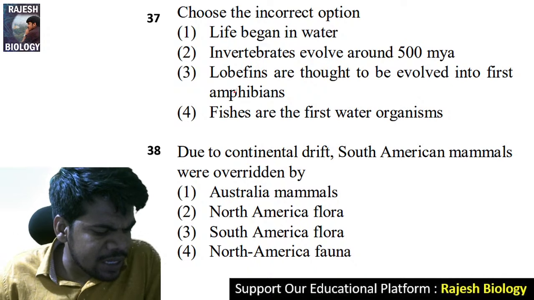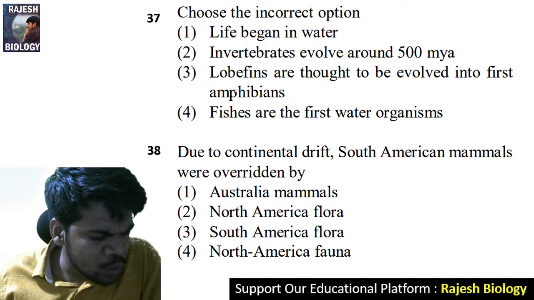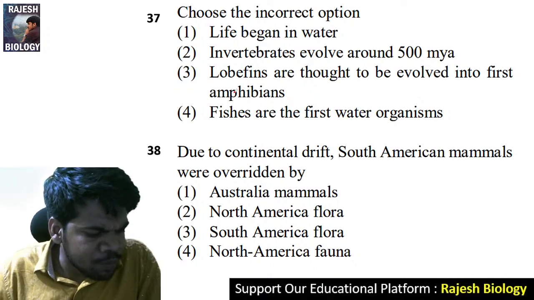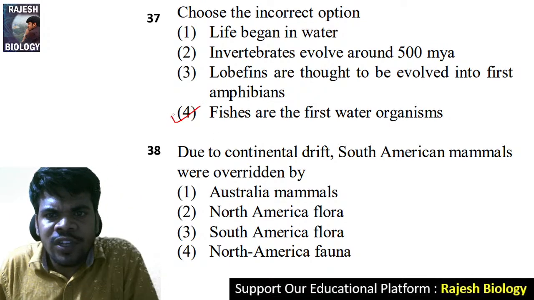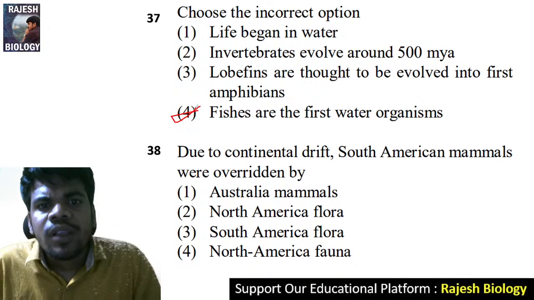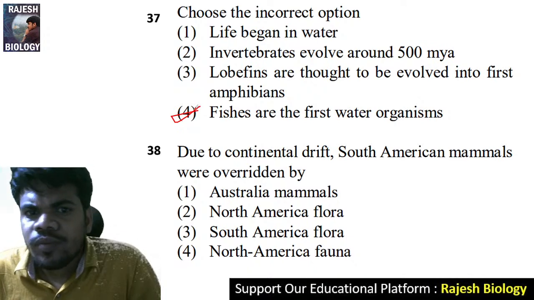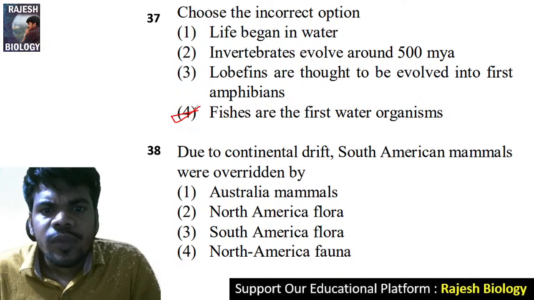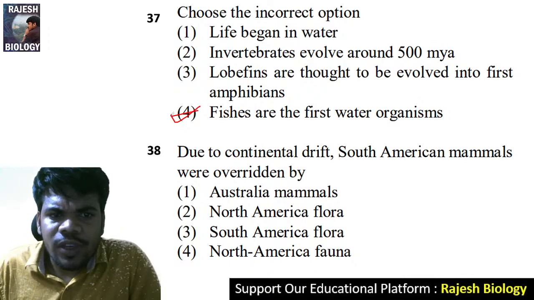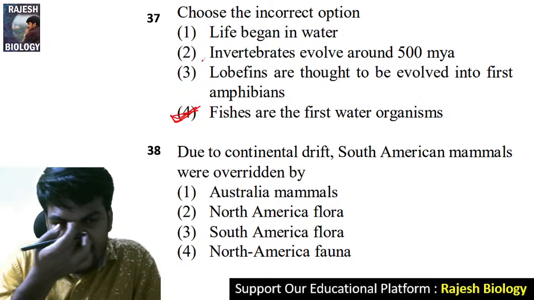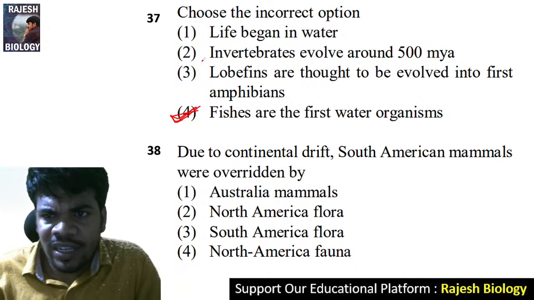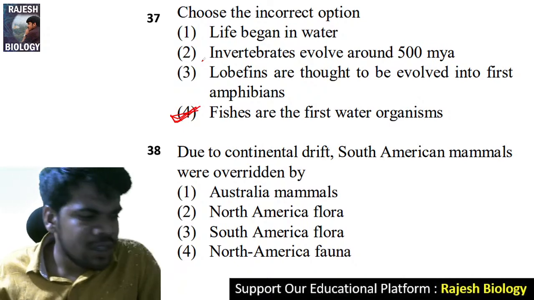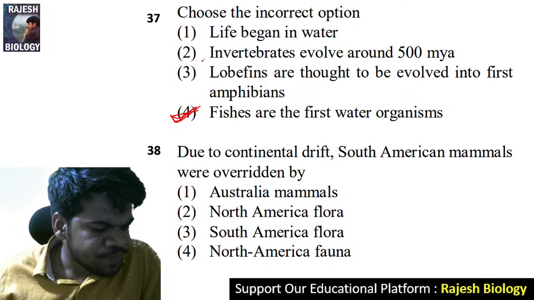The right answer is, yes, Praveen and Chinnu, Sudhakar, Ganeshwari, perfect, Dharani, Chinnu, right? 37: fishes are the first organisms. So this is wrong, because the remaining are all correct. Life begins in the water, correct. Invertebrates evolved 500 million years ago, correct. Come to the 38th question.